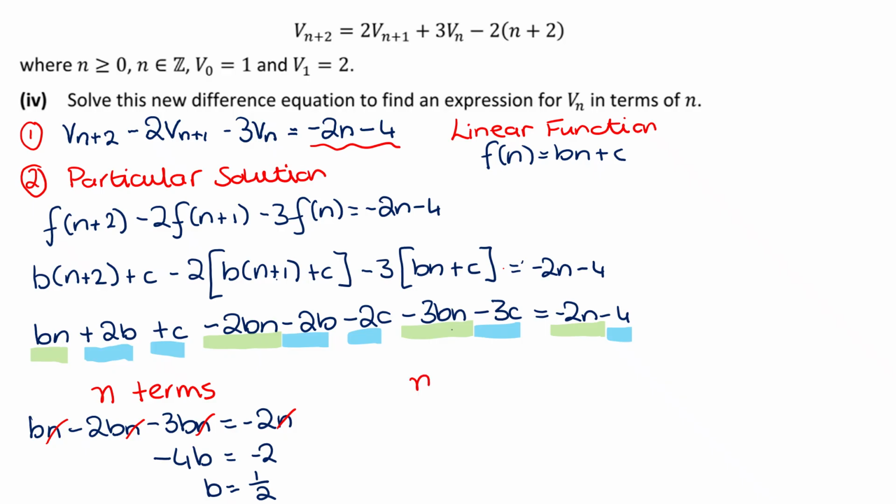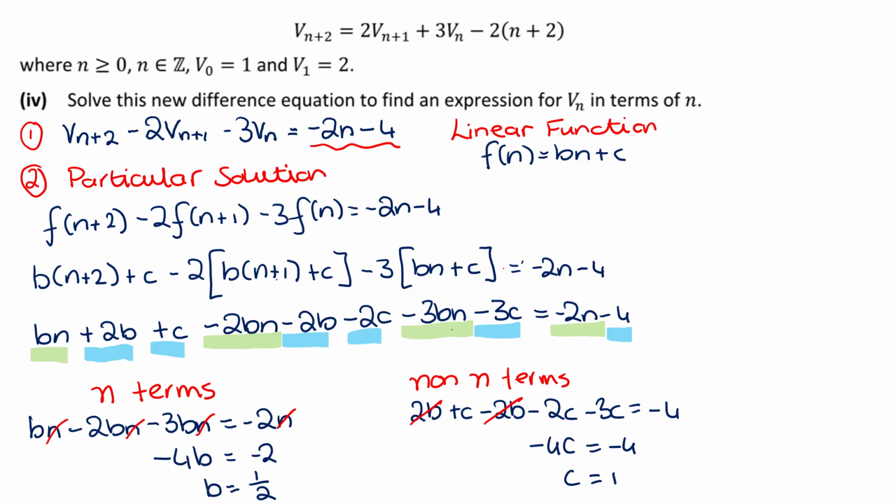So then we're going to look at the constants, or the non-n terms. So the non-n terms are 2b plus c minus 2b minus 2c minus 3c equals minus 4. So we have 2b minus 2b, that'll give us a 0. We don't even need to sub in our previous answer for b, so we end up with minus 4c equals minus 4, so c equals 1. So in terms of our function, we get f of n is equal to 1/2 n plus 1.